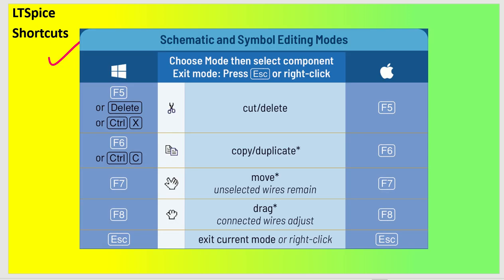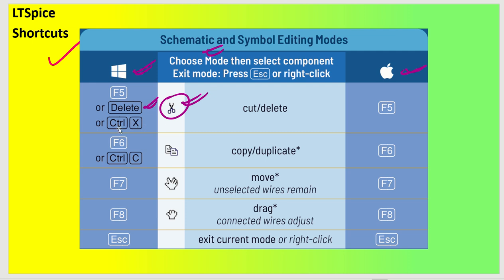Coming back to other shortcuts, let us say how to place schematic symbols and editing modes. So this is the Windows shortcuts and this is the Mac shortcuts. Okay, Mac operating systems as well as Windows operating system both. Okay. So if you want to cut or delete some of the parts, then you can press Control X, or you can press delete. So if you press the delete button, then you will get this particular symbol, so that it is going to help you to delete some of the parts from your circuits.